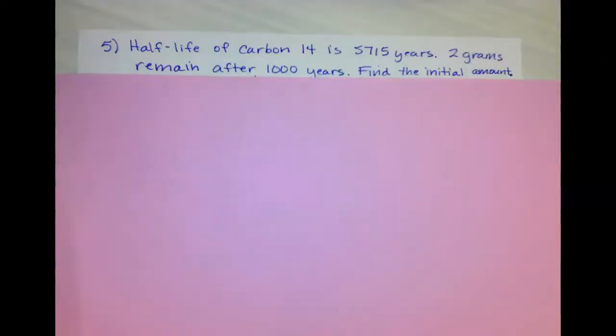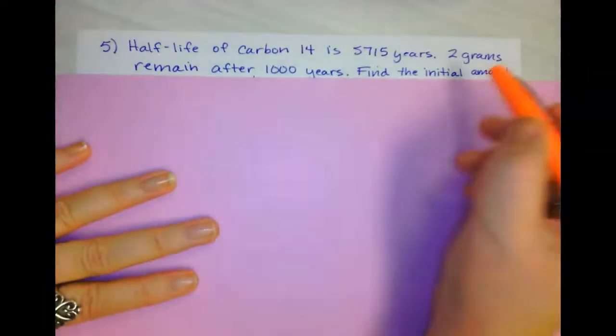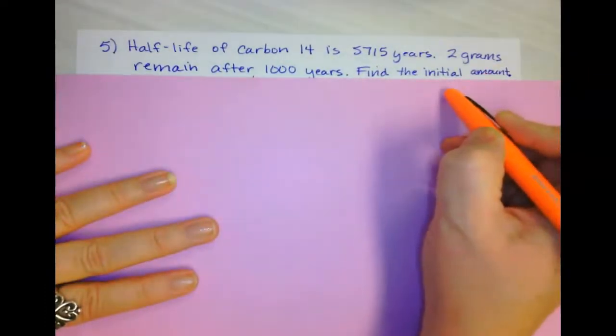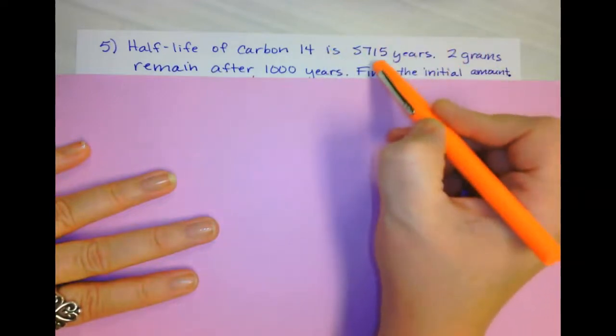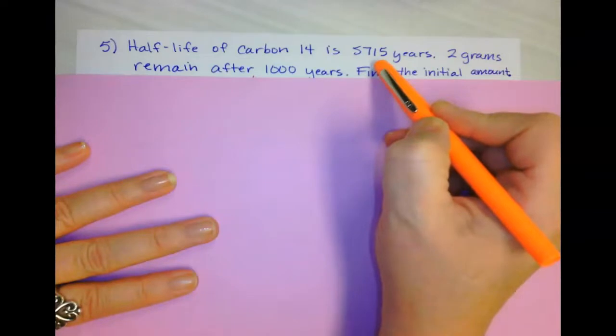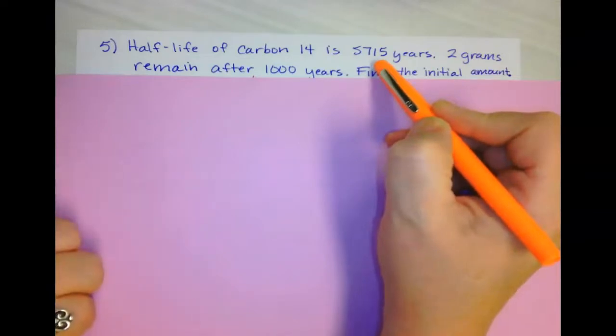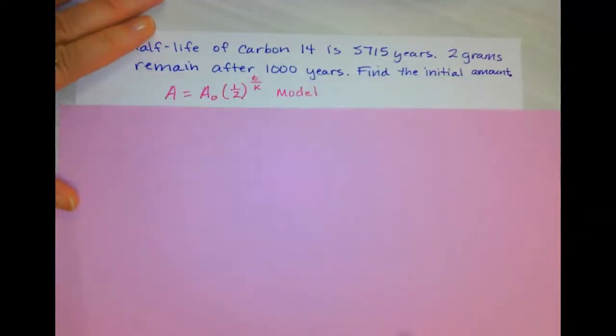All right, our last question, number 5, is a half-life practice problem. A half-life of carbon-14 is 5,715 years. 2 grams remain after 1,000 years. Find the initial amount. So initial amount means I'm trying to find the beginning amount, or the amount it started with. This right here is your half-life cycle. So it takes 5,715 years for the amount of that carbon-14 to be half as much as it was to begin with. So I go to the half-life model.